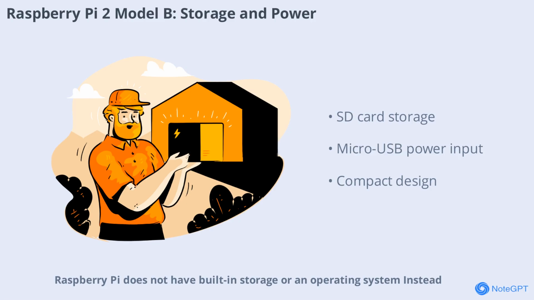Raspberry Pi does not have built-in storage or an operating system. Instead, it uses an SD card slot for storage, allowing users to load a Linux image. Power is supplied via a micro-USB connector, making it easy to deploy in various environments. This design keeps the device compact and flexible for different IoT scenarios.